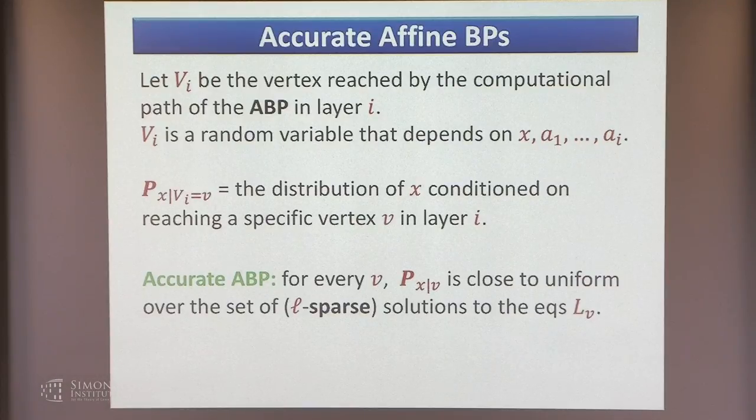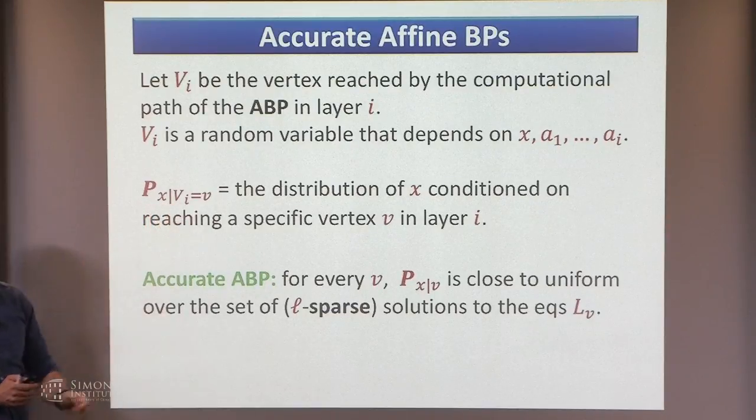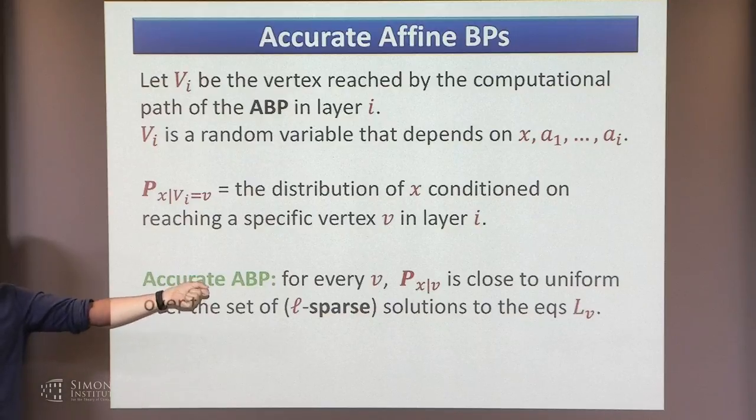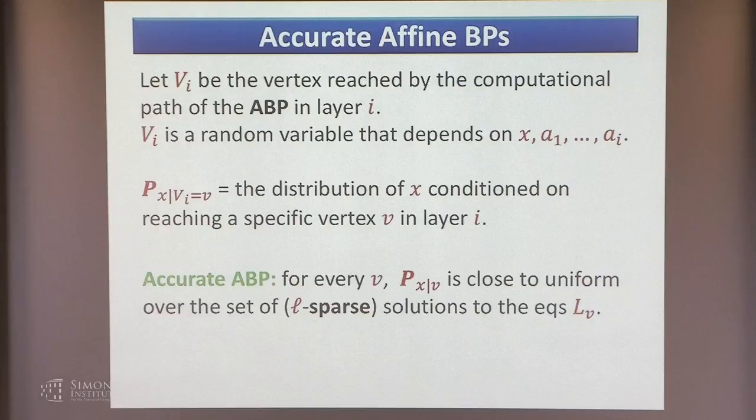We can look at the distribution of X, conditioned on the event that we reach a specific vertex V. So this gives us a distribution over strings of length n. We say that an affine branching program is accurate if, for every vertex V, this distribution is close to being the uniform distribution over all the solutions to the equations. So basically, the previous solution would not work. We said that we can associate the empty set, but this does not work because in some cases we remember something about X, and this would not be captured by the empty set.